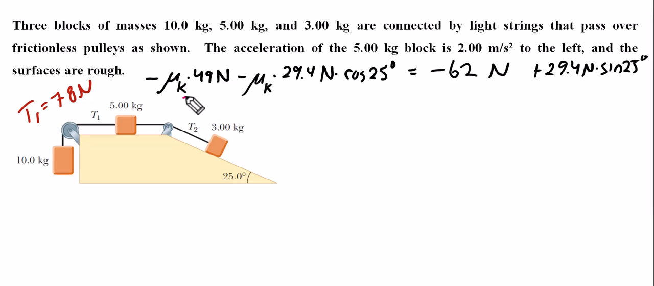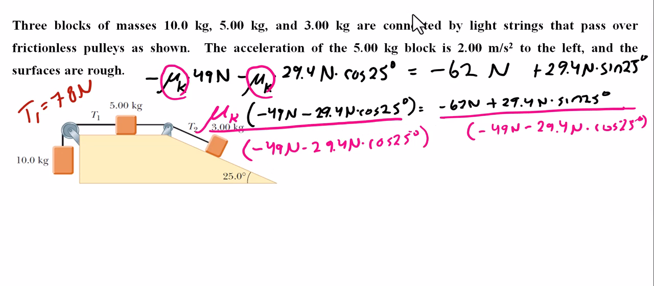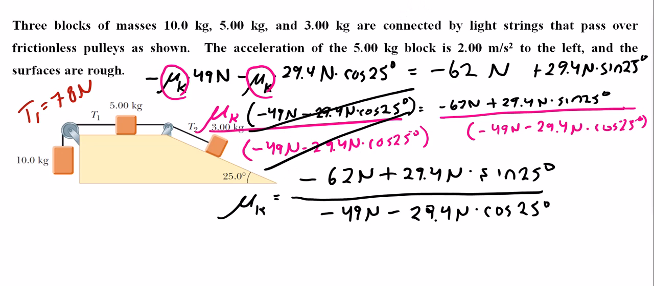I'm going to go ahead and factor out a mu k from both of these terms. And then divide both sides by this quantity. And as a result, this entire thing gets canceled out. And we get this giant monstrosity. And now this is ready to be put in the calculator. We have not rounded anything up to this point, and this is great because what we get is going to be exact. When you type this in the calculator, a couple of things to consider.